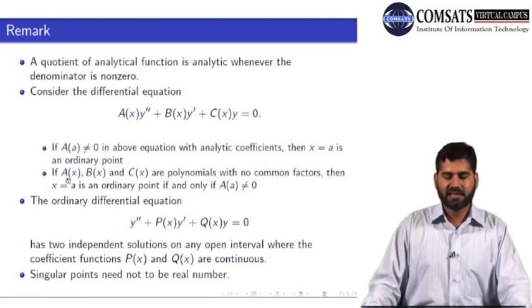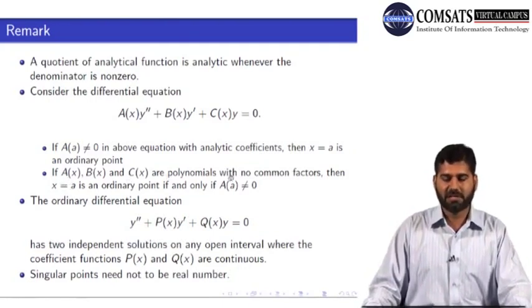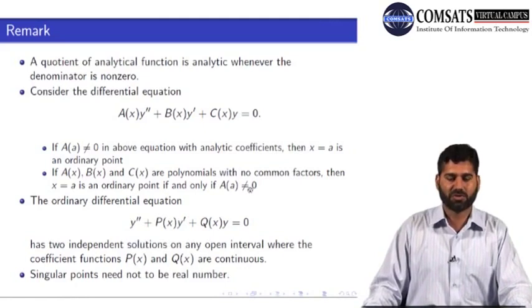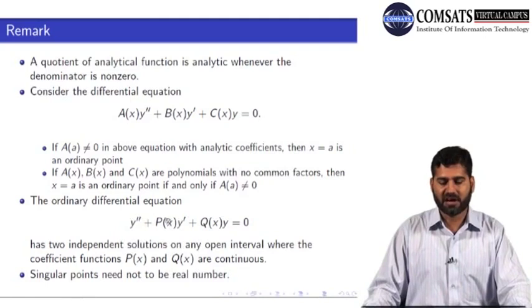If a(x), b(x), c(x) are polynomials with no common factors, then x = a is an ordinary point if and only if a(a) is not equal to 0. The ordinary differential equation has two independent solutions on any open interval where the coefficients p(x), q(x) are continuous. If p(x) and q(x) are continuous functions, then this will have two linearly independent solutions.